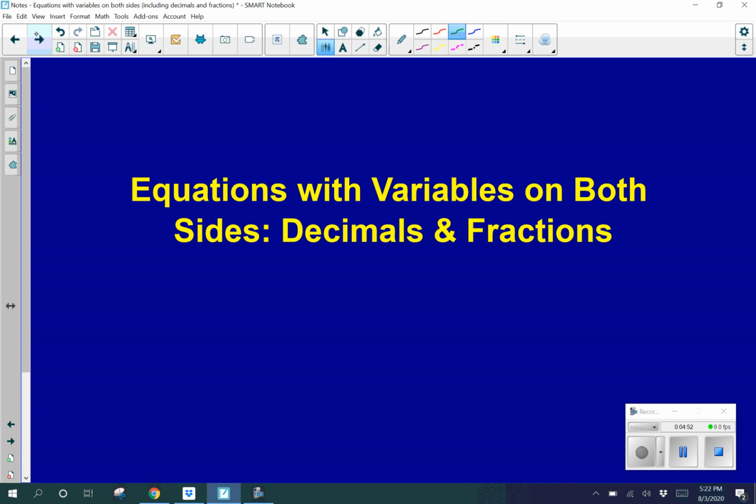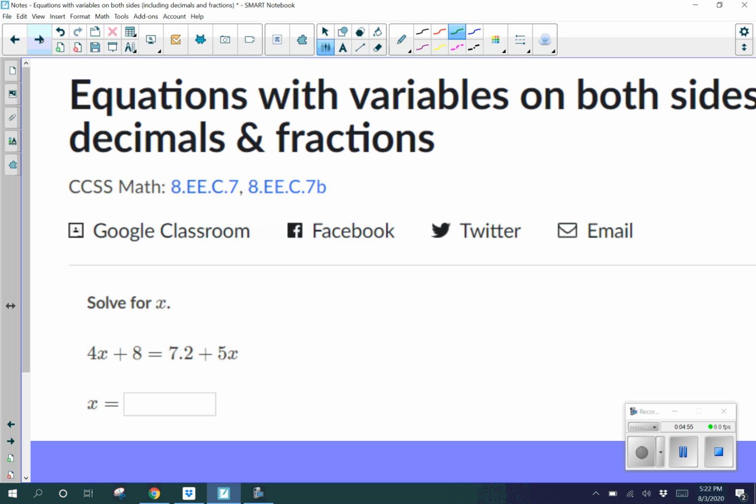Okay, so let's try a few now with some decimals and fractions. It's the same concept. You want to get all your variables on one side and all your constants on the other. So let me rewrite this so I have some room. 4x plus 8 equals 7.2 plus 5x. So do I want to move 4x or 5x? Well, the one that's going to keep my variable positive is subtracting 4x on both sides.